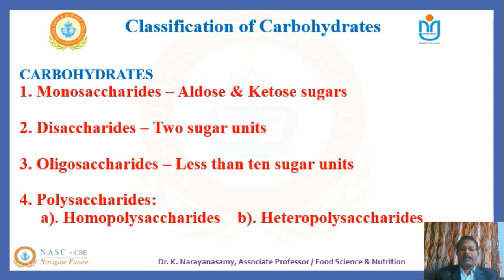Example for monosaccharide: aldose sugar and ketose sugar, glucose and fructose. Disaccharides, 2 sugar units, that is monosaccharides, join together and form a disaccharide, for example sucrose. Oligosaccharides will have less than 10 sugar units, for example dextrin. Then polysaccharides, homopolysaccharides and heteropolysaccharides, 2 types are there. Homopolysaccharides, for example starch, heteropolysaccharide, chitin.